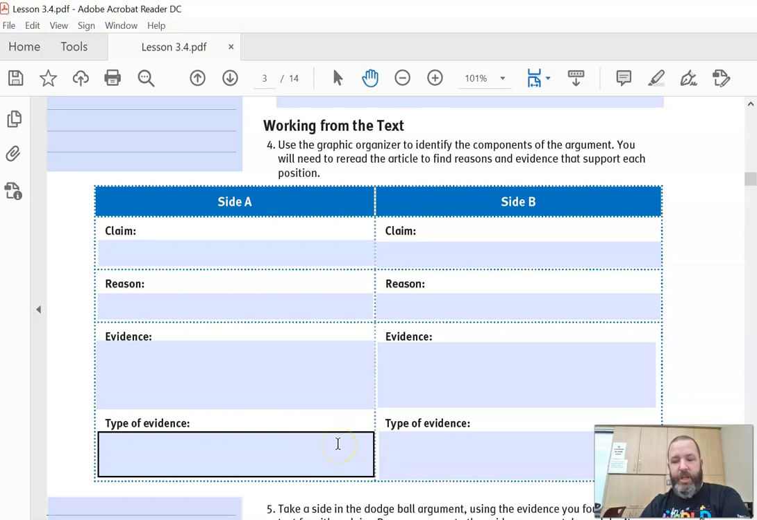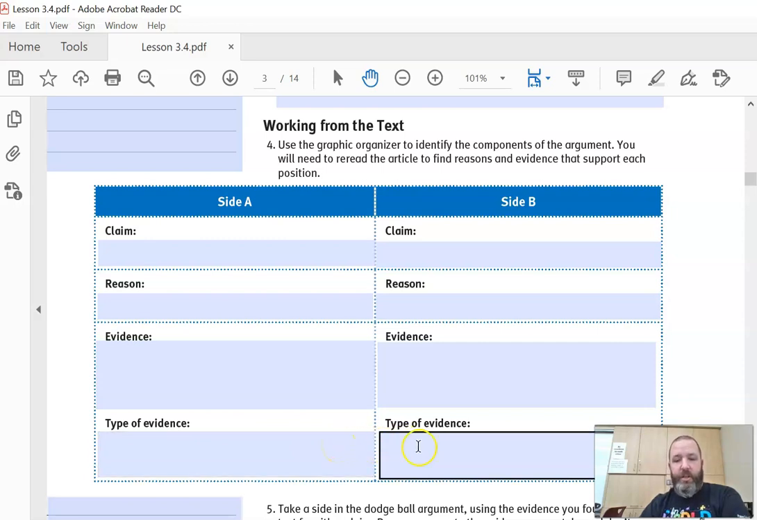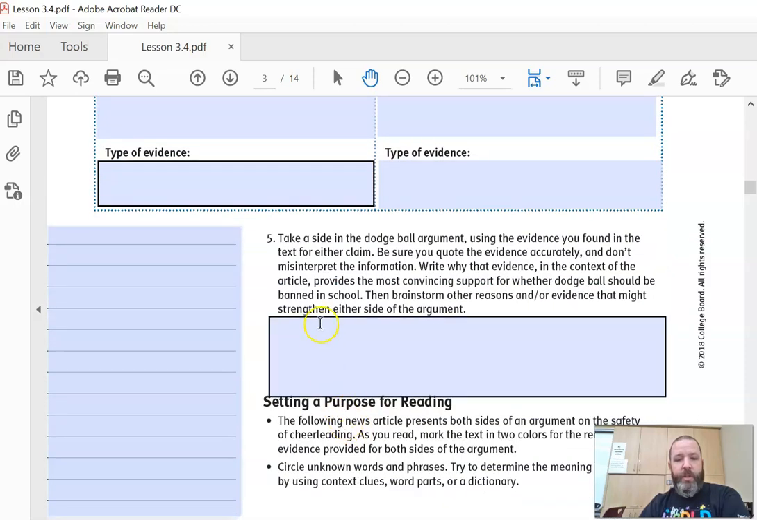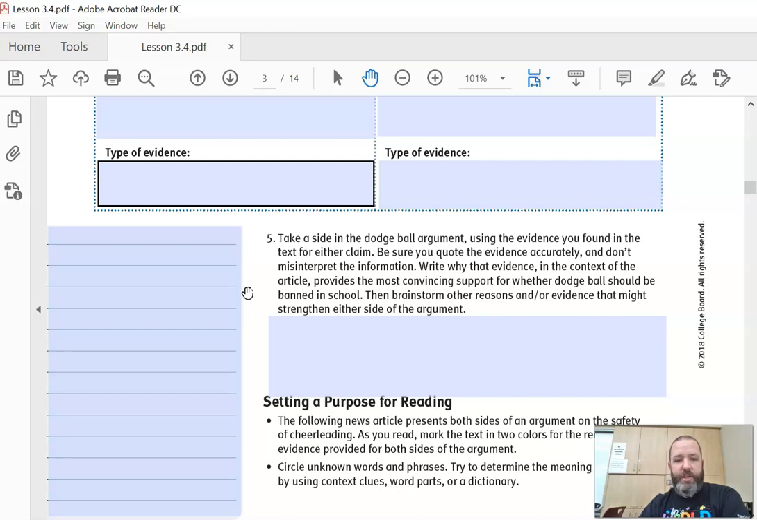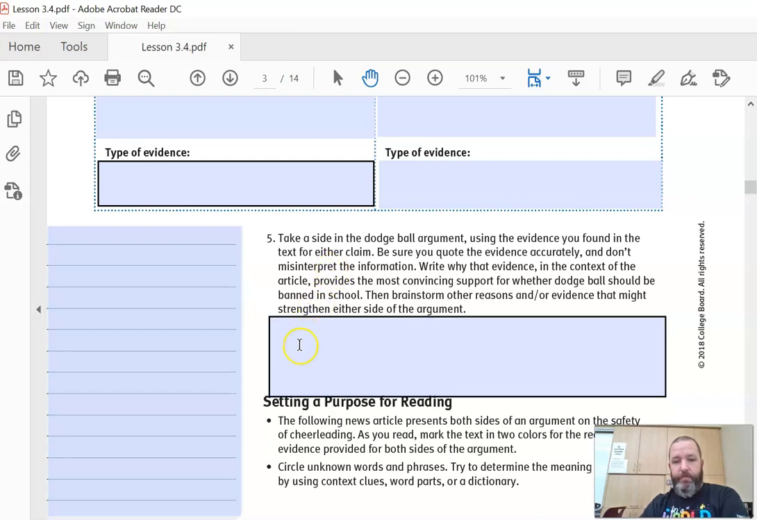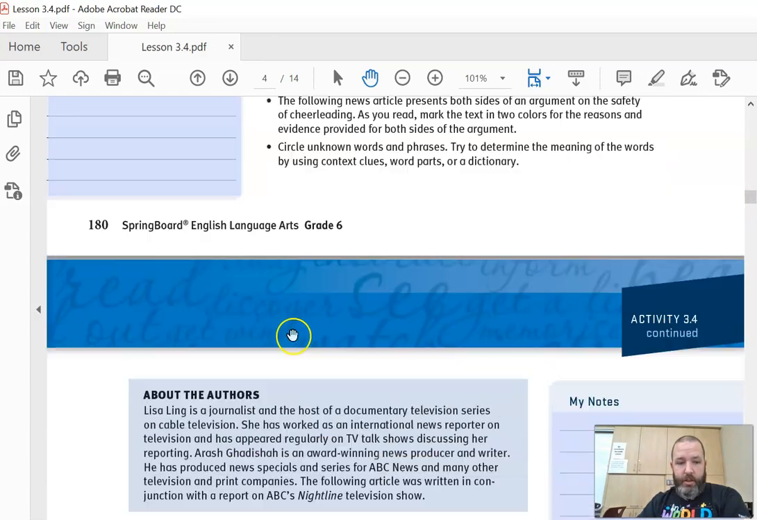So is it an expert opinion? Is it a statistic? Is it a fact? So identify what type of evidence they use. And then it says, take a side on the dodgeball argument. Using the evidence you found in the text for either claim, be sure you quote the evidence accurately, and don't misinterpret the information. Write why that evidence in the context of the article provides the most convincing support for whether dodgeball should be banned in school. Then brainstorm other reasons and or evidence that might strengthen either side of the argument. So you're going to choose one and write yourself a claim that you're going to take a side. Okay, and that is the first article.